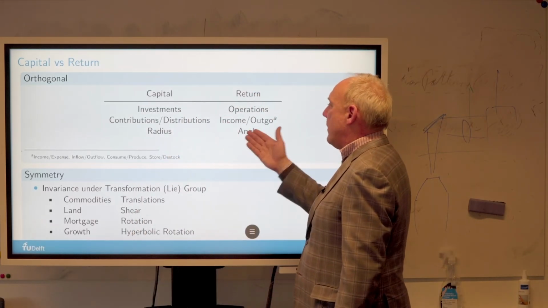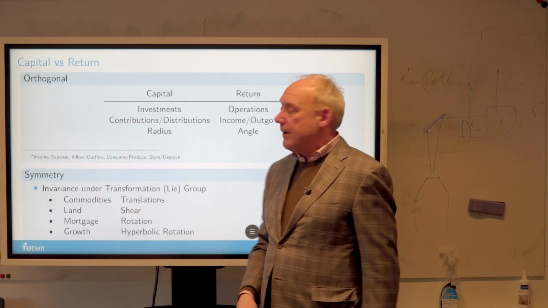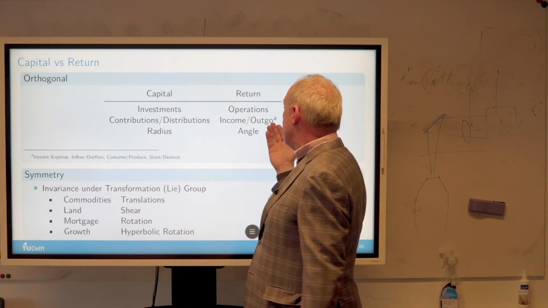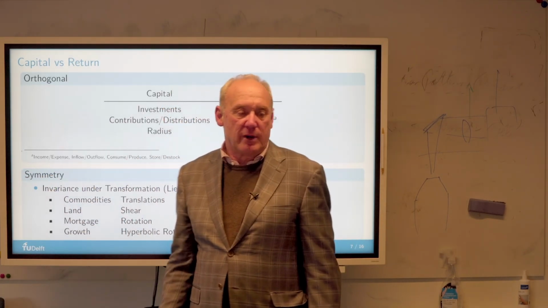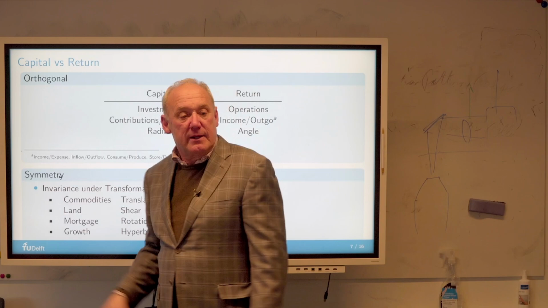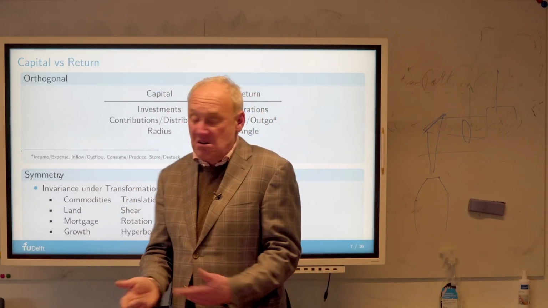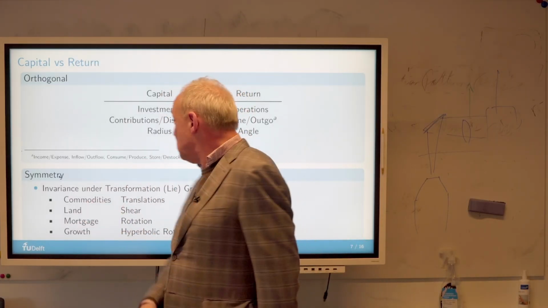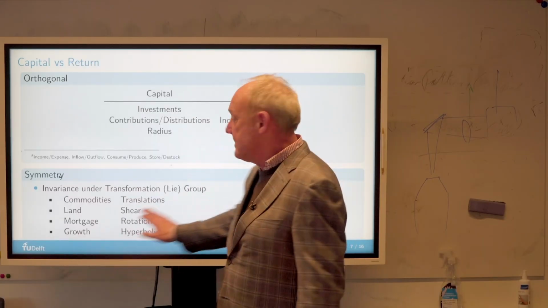Now, in our operations, we don't talk about contributions and distributions of capital. No, we'll talk about income or expense. Well, I said here income and outgo, but there's a whole bunch of things depending on whether it's a product. So if it's just money, we say income, it's going in, and expense goes out. Inflow and outflow when they're goods in an account. Consume, produce, store, destock when it's an inventory. I don't know. This list goes on.